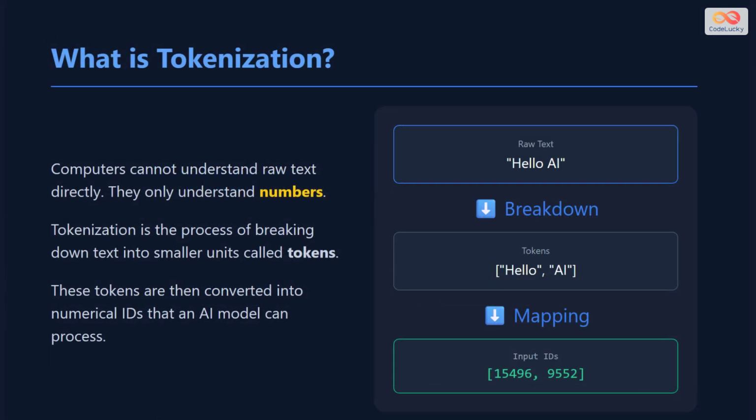So what exactly is tokenization? At its core, computers are really good at math, but they are terrible at reading words. They do not understand letters or sentences, they only understand numbers. Tokenization is the translation step. It takes your raw text, like the phrase "Hello AI," breaks it down into chunks called tokens, and then maps those tokens to specific ID numbers in a giant list. To the model, hello is just number 15,496.